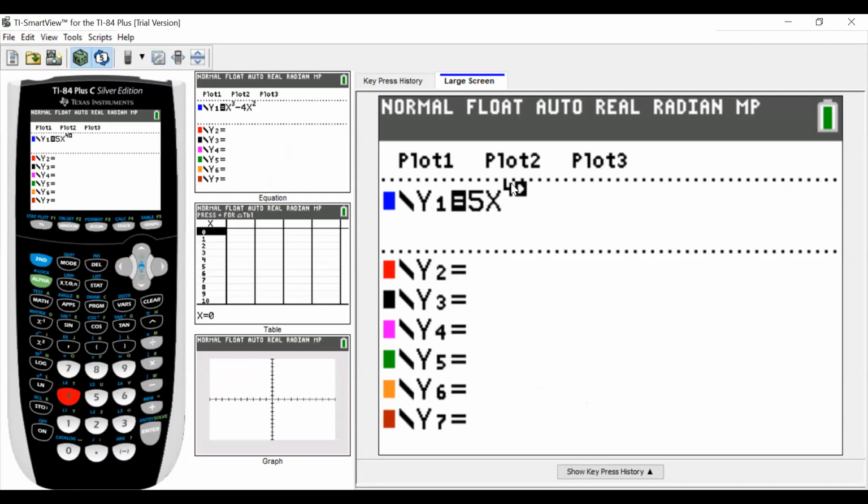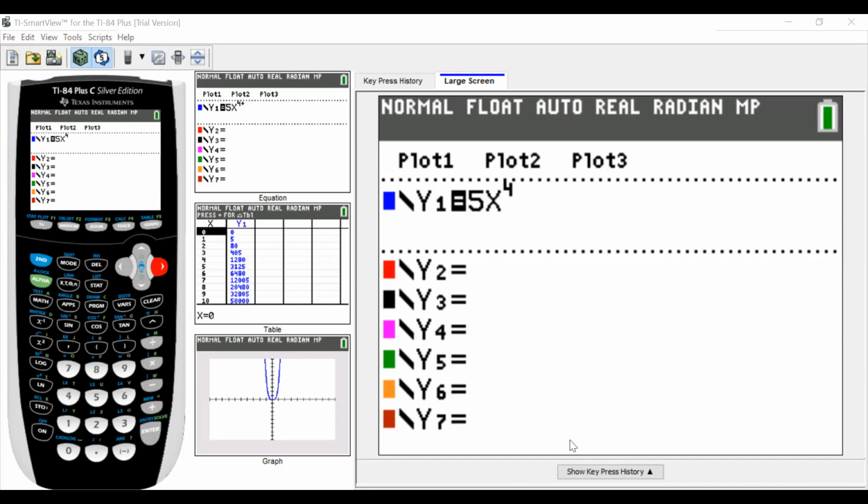And type in 4. But do you see how like your cursor is still on top right there? You don't want it on top, because if I do like plus, do you see how like it's still an exponent? That's not good. So we're going to delete that. Okay, so don't do that. And then to move that down, you just push the right arrow button. And do you see now the cursor is back on the bottom with the base? So 5x to the 4th power.